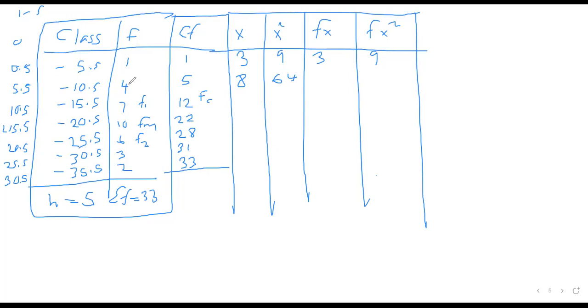So you start from here. 4 times 8 is 32. Again, you go here, 4 times 64, that is 256. Don't make the mistake of squaring these to get that. You always start from the frequency, multiplying by the individual x and x squared. You do everything else until the very end. I don't need any totals from here. I just need the summation of fx and fx squared.